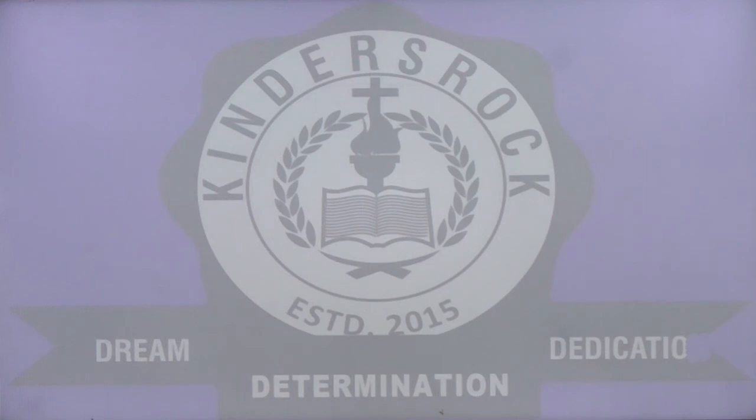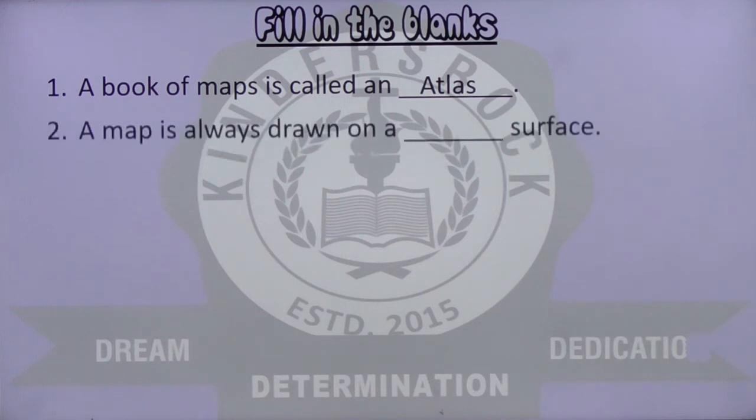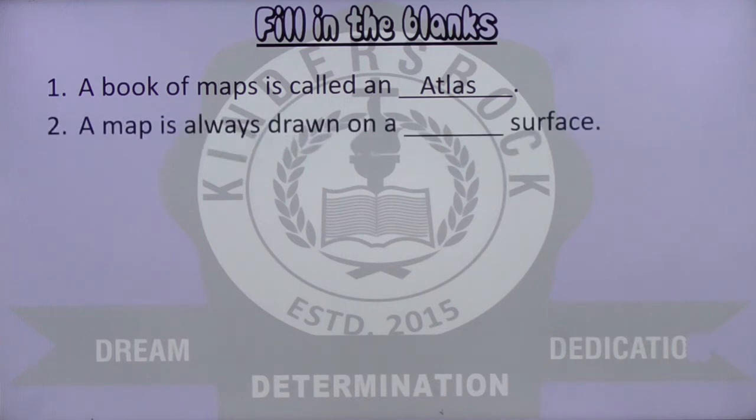Now let us look at fill in the blanks. A book of maps is called an atlas. Remember that. A map is always drawn on a dash surface. What is that? Flat surface.